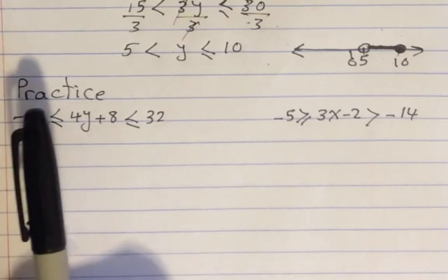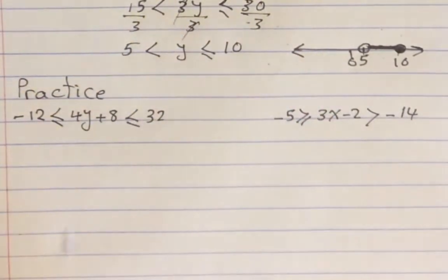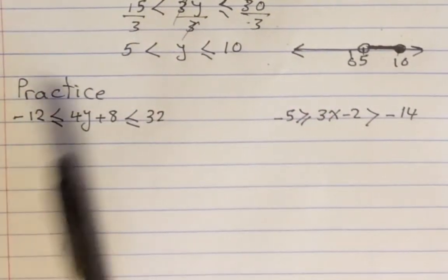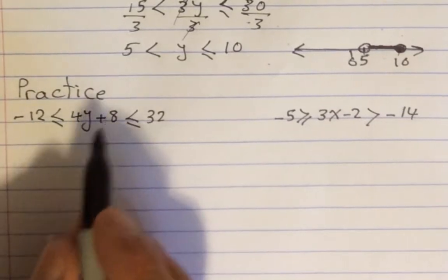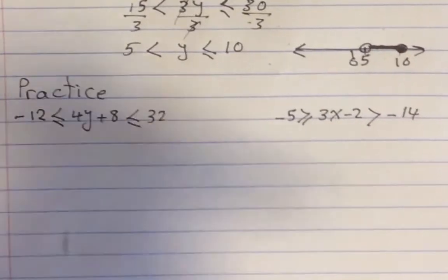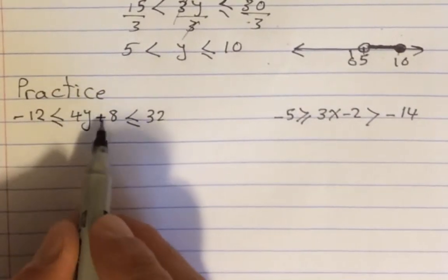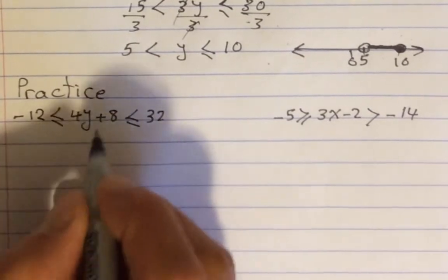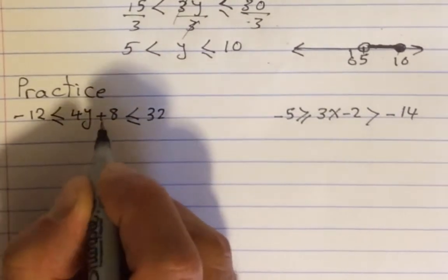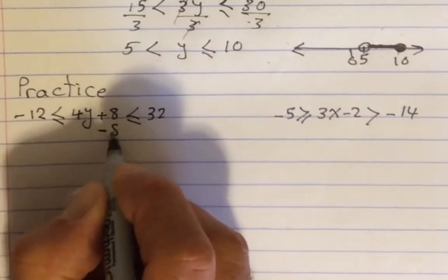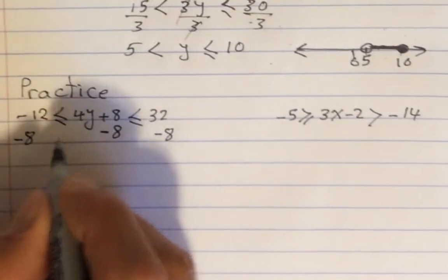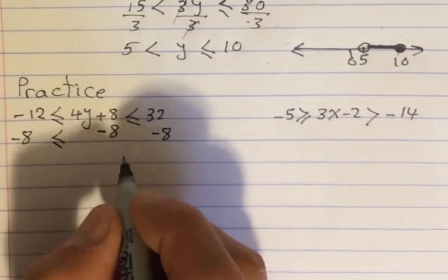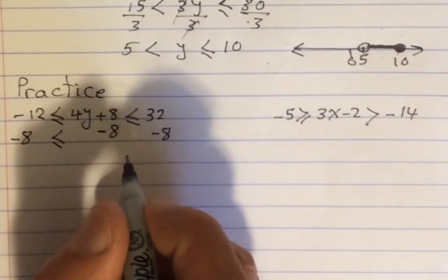Now you need to practice these two problems. So pause the video and try to do the first one, then come back and check if you did it right or wrong. We start, guys, from the middle. Over here we need to get y by itself, so we need to get rid of the 8 first. So we subtract 8 because the 8 is addition, so we do the opposite, subtraction. So we subtract 8, subtract 8, subtract 8. Bring these down same way as they are, don't change them.